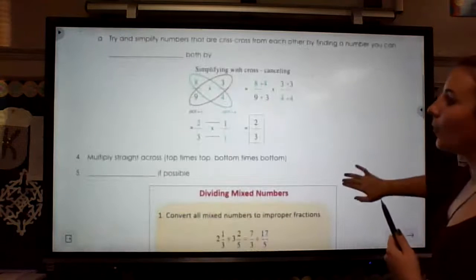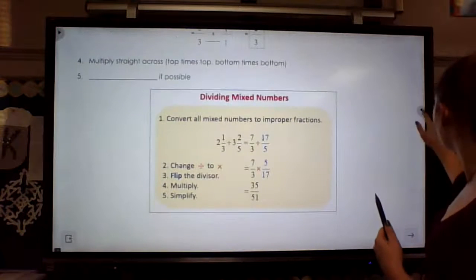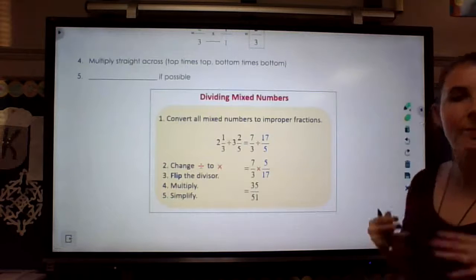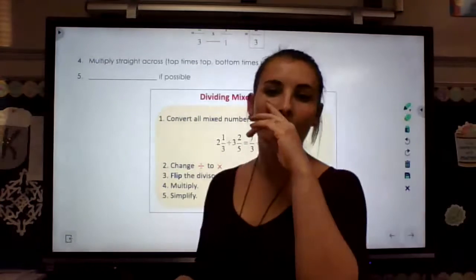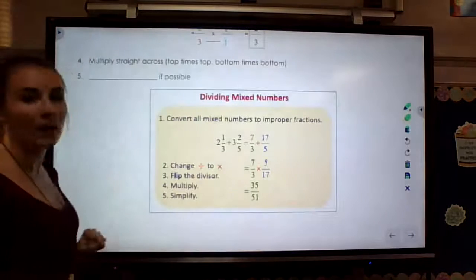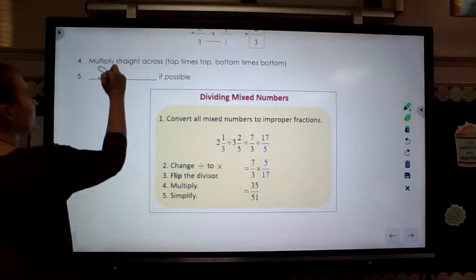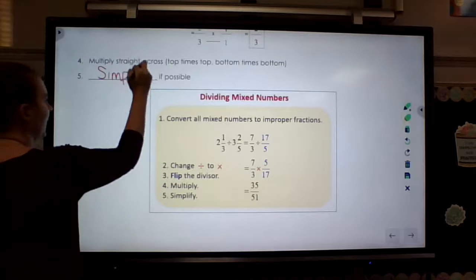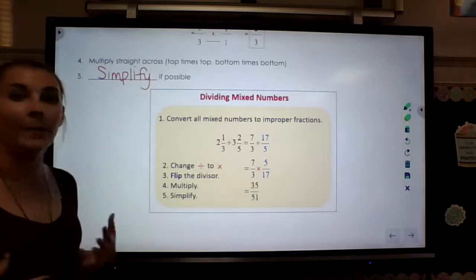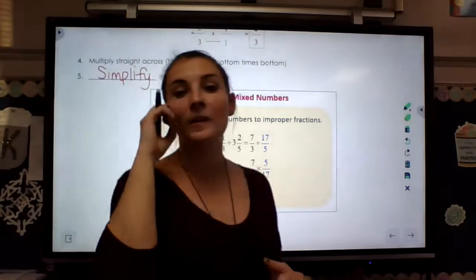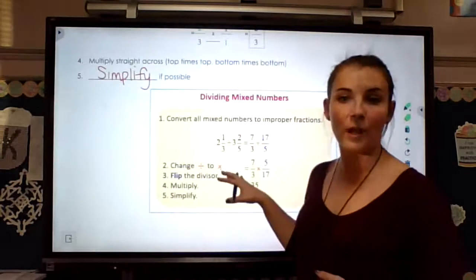So at this point, we have made our numbers improper. We have done keep, change, flip. We've cross canceled if we can. The next thing we're going to do is multiply straight across, top times top, bottom times bottom. And always at the end, we're checking to see if we can simplify again, just in case. So that might mean making an improper back into a mixed number. So this picture shows exactly the steps we just talked about.